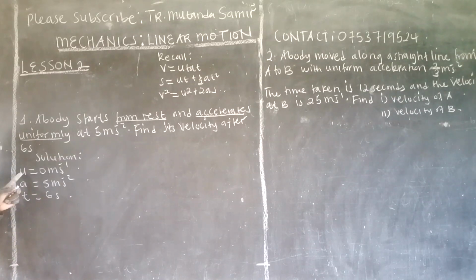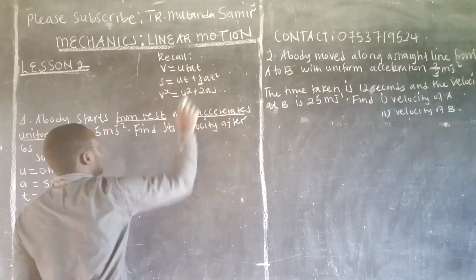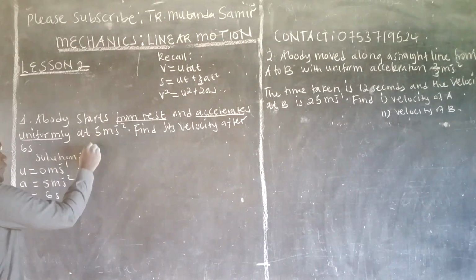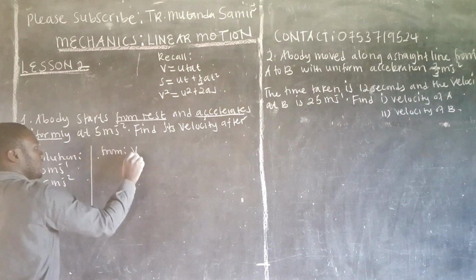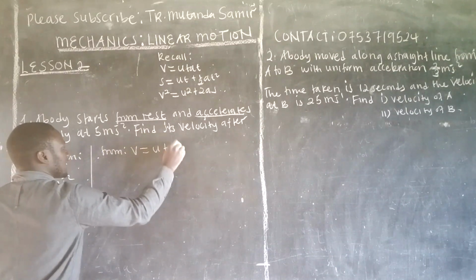Now what do they want? They want its velocity after this. And since we have the initial velocity, the velocity they're asking for is the final velocity. Now go and look at the 3 equations you have. Which one correlates with this, where you have u, a, t, v? Where is that arrangement? Equation 1 will work for us. So V is equal to U plus AT.